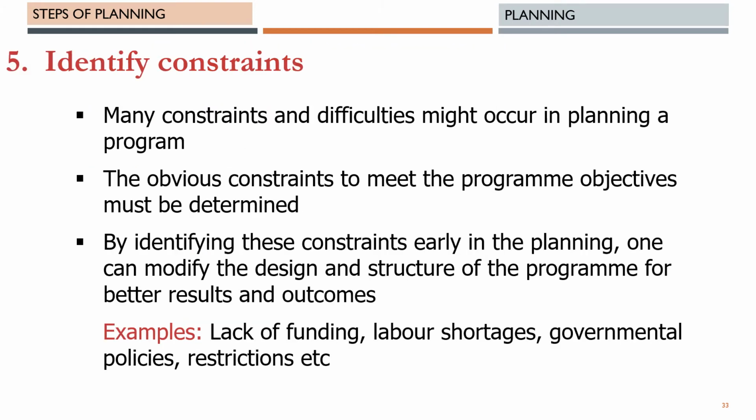The fifth step is to identify constraints. Many constraints and difficulties might occur in a planning process. The obvious constraints to meet the program objectives must be determined. So, by identifying these constraints early in the planning, one can modify the design and the structure of the program for better results and outcomes. For example, if there's a constraint in the lack of funding or labor shortages or governmental policies and restrictions.